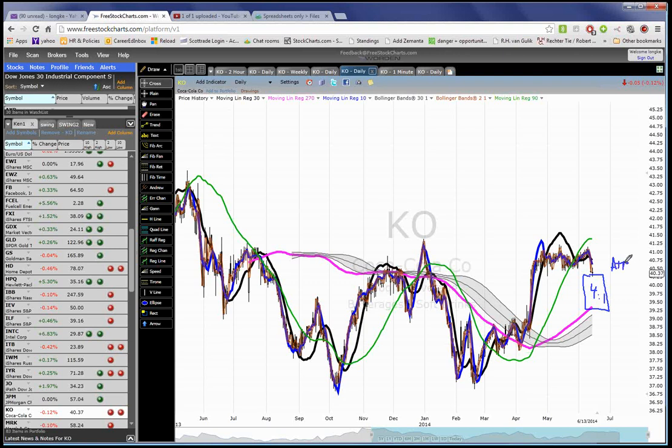So if we see price weakness on Monday, and if Coke is failing worse than the S&P, you could say, you know what, this move here was false, and this is really more the realistic price down here around 39.50, and now you have a 4-to-1 reward to risk opportunity.